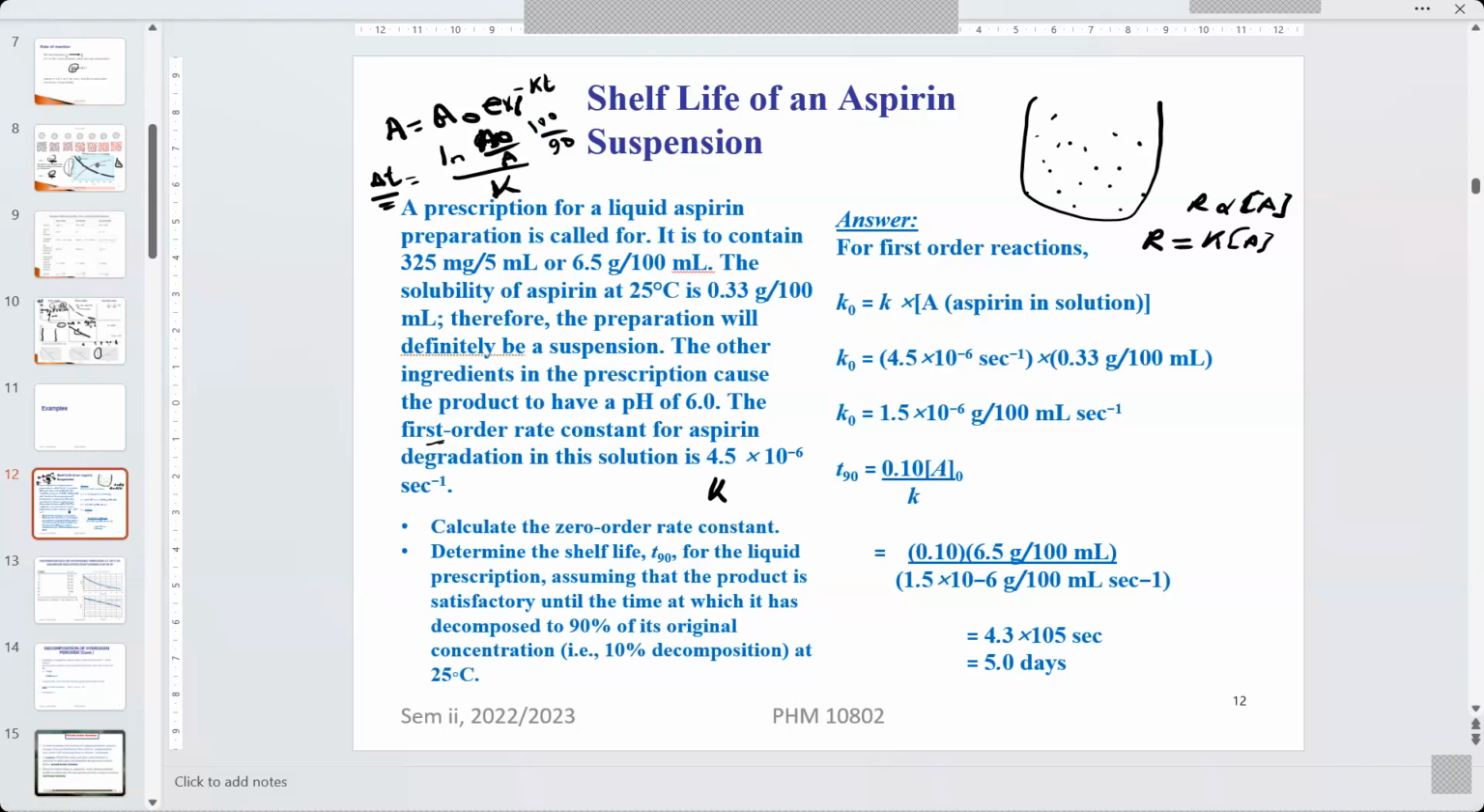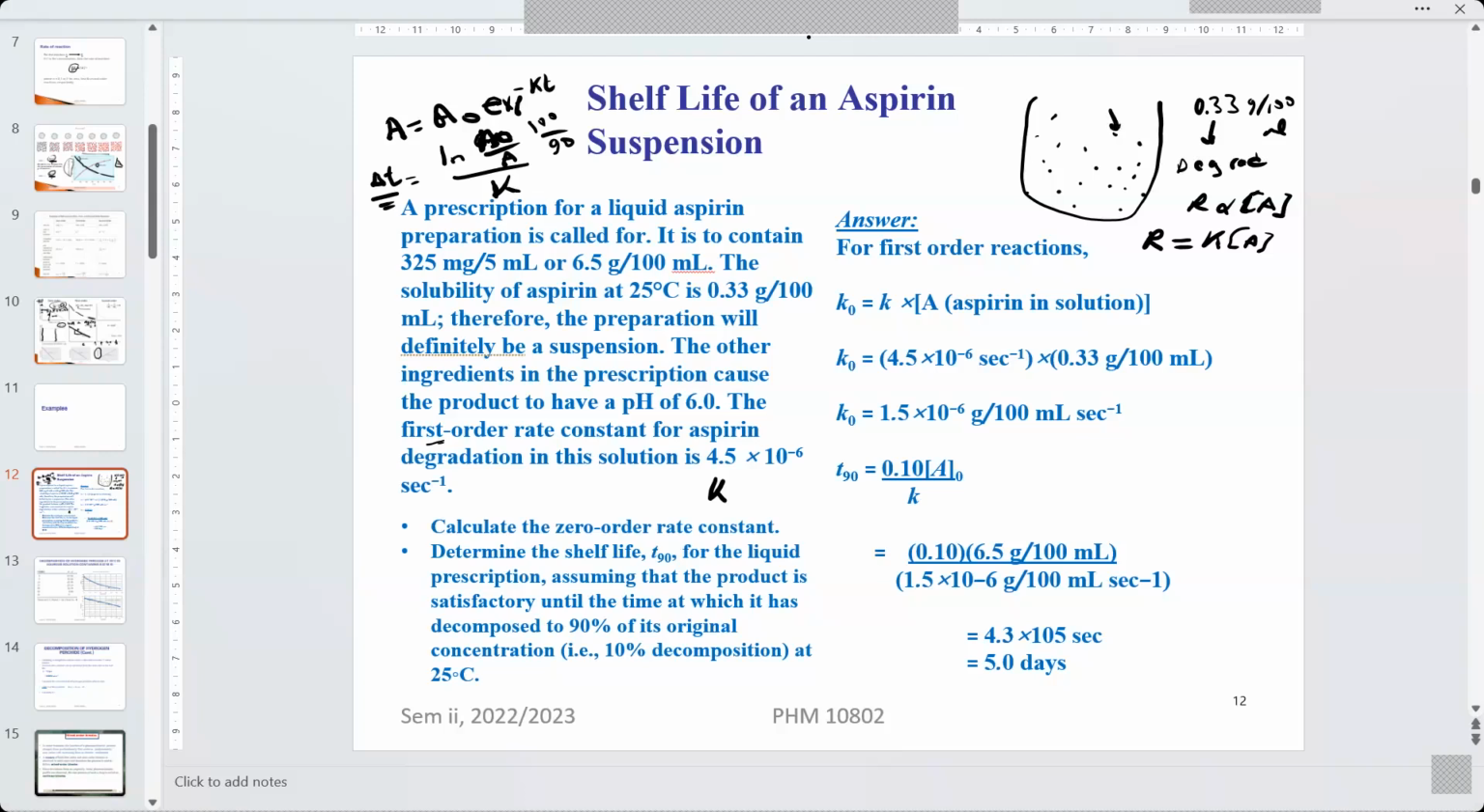But actually, this doesn't happen. It will follow zero order. Why, and how to explain? The one that will degrade is only the one that is dissolved. Okay? So the 0.33 gram that is dissolved in 100 ml, the 0.33 gram of aspirin dissolved in 100 ml water, is the only one that will degrade.